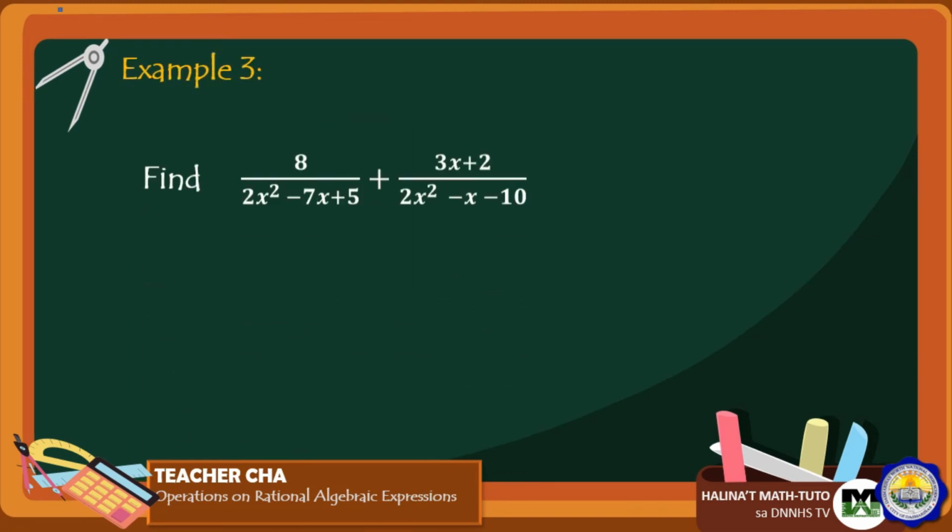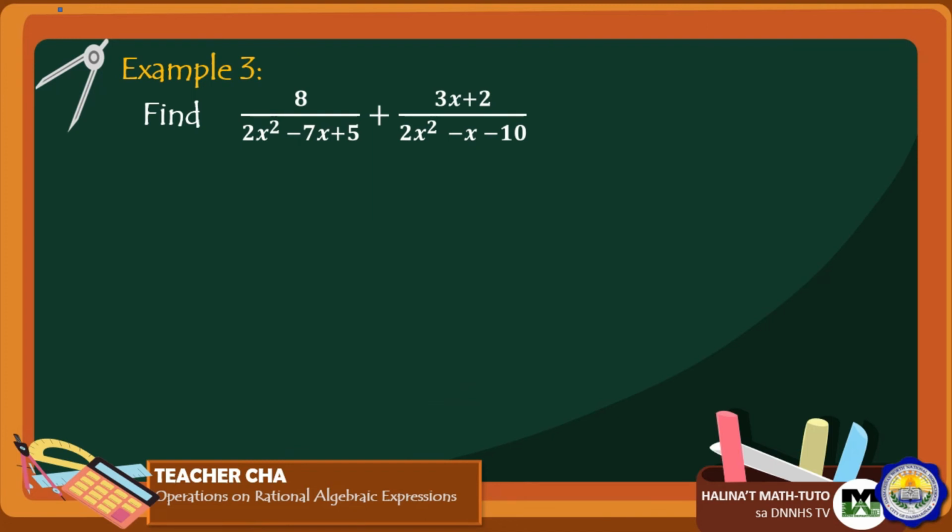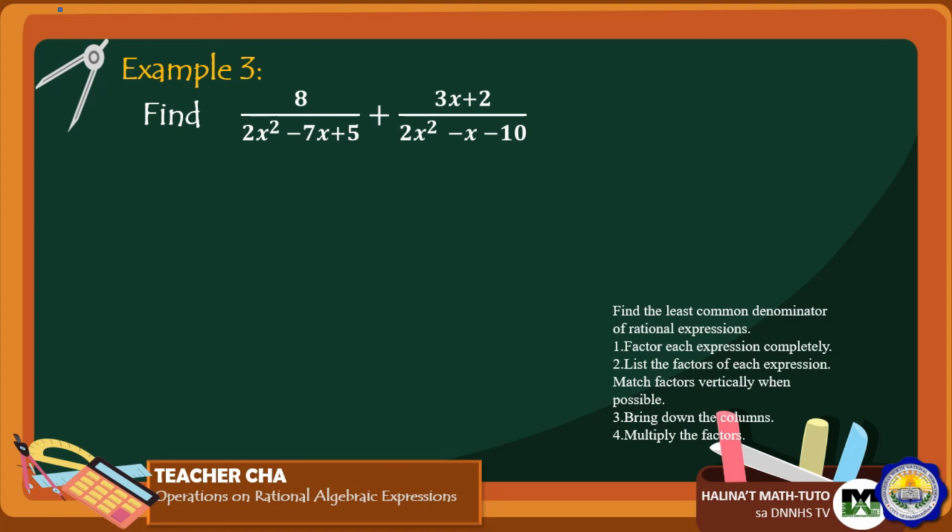Example number 3. Find 8 over 2x squared minus 7x plus 5 plus 3x plus 2 over 2x squared minus x minus 10. Find first the LCD. Step 1, find the factors of the expression completely, and the factors of 2x squared minus 7x plus 5 is equal to 2x minus 5 times the quantity x minus 1. While for 2x squared minus x minus 10 is equal to 2x minus 5 times the quantity x plus 2.